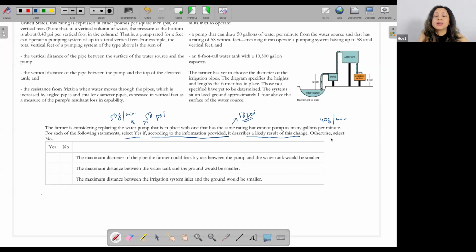So my answer is yes if I get a yes, and my answer is no if I get a no, or I get a CBD, cannot be determined, right? So my answer is no in both the cases. Okay. Now let me look at the statements. The maximum diameter of the pipe the farmer could feasibly use between the pump and the water tank would be smaller.